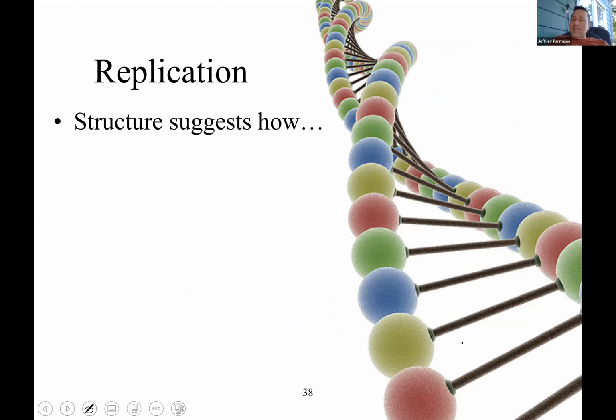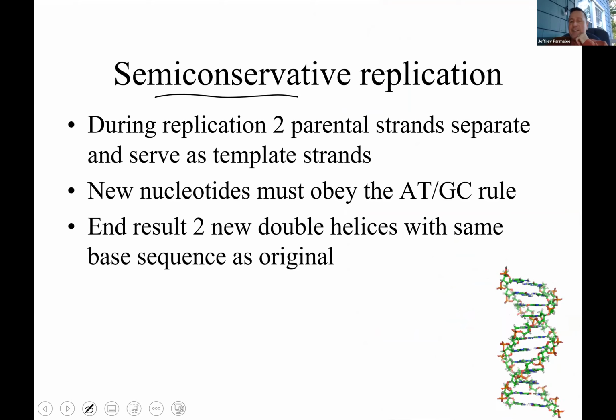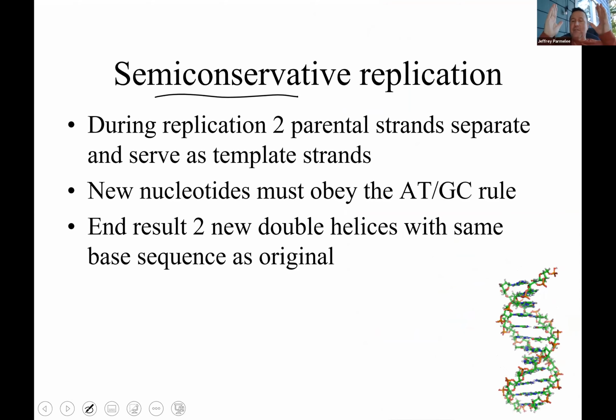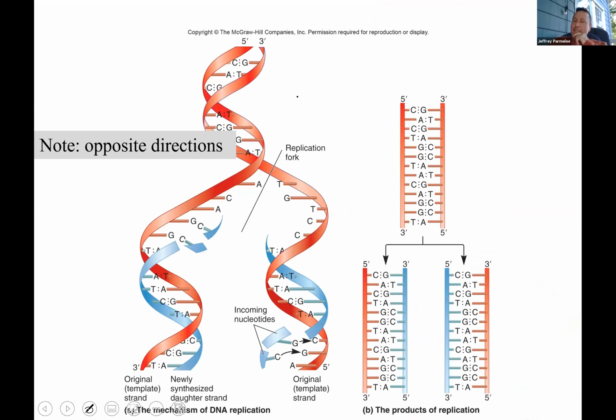And once we figured out the structure, we kind of figured out how it replicates, because you can just unzip it down the middle and you get these two halves. Because there's always a complementary base, like A with T, C with G, you can unzip it in the middle and just stick on the correct letter that goes with the other letter. We call it semi-conservative because when you make it, you conserve half of it and you make half new. So you can see the red is the original. One of the strands will be the original and one will be brand new.